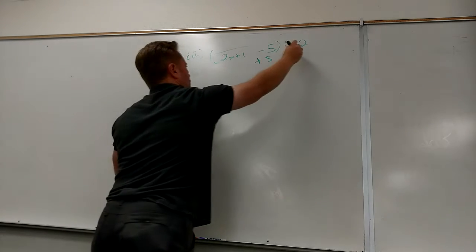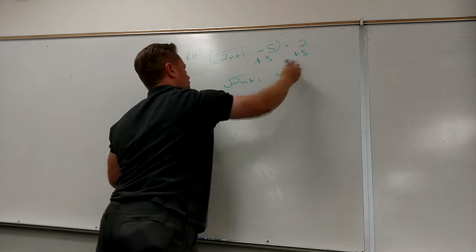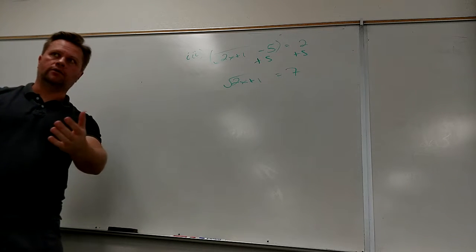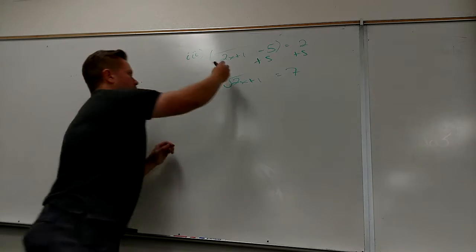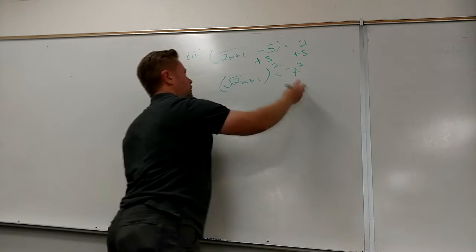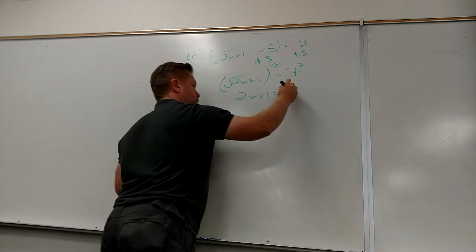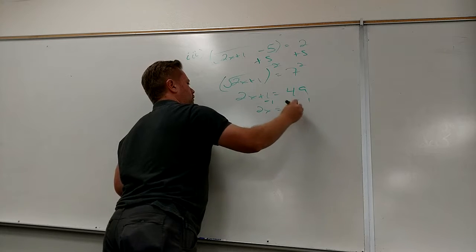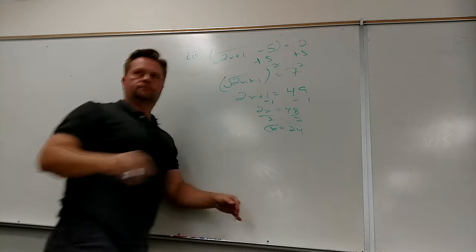So if I add 5, now I square it, because now I can directly kill the square root. There's no other collateral damage, right? Dead. So then I get 2x plus 1 equals 49. Subtract 1, divide by 2. Okay, bam.